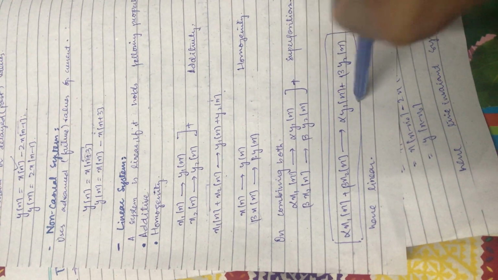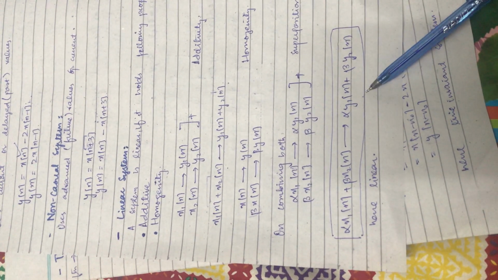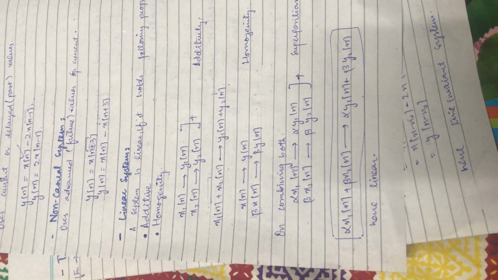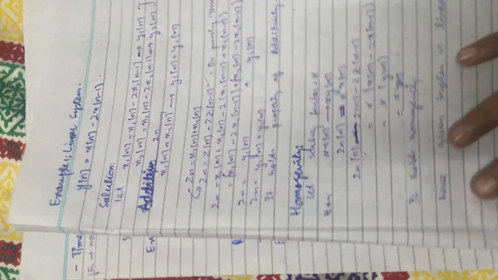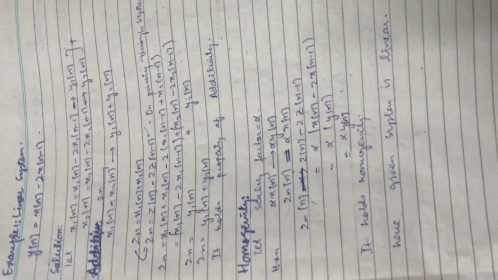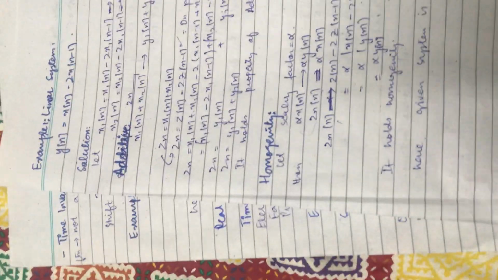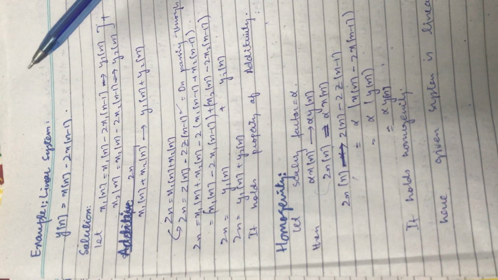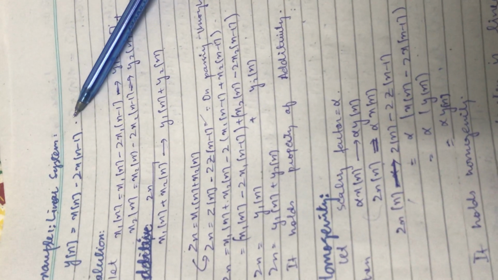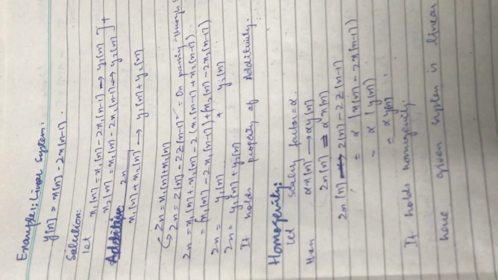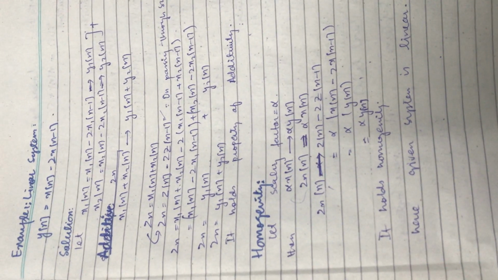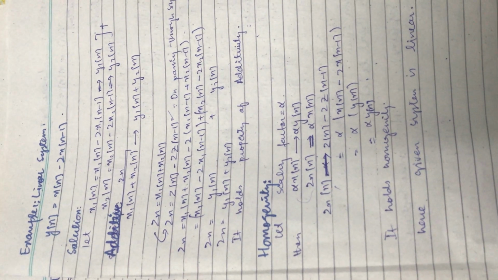If some system's equation is satisfying this expression, this means that it will be a linear system, and if not, it will obviously be a non-linear system. Now let's check by examples. Here is the example of a linear system. We will be given a system equation, and we will have to tell whether it is linear or not.